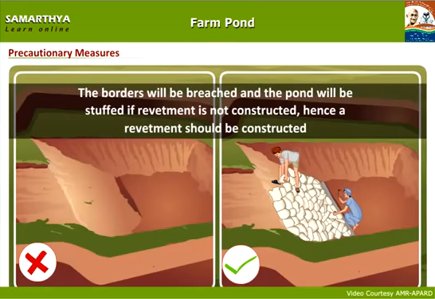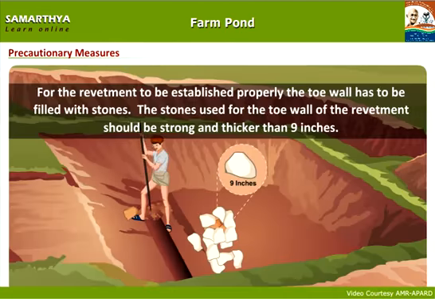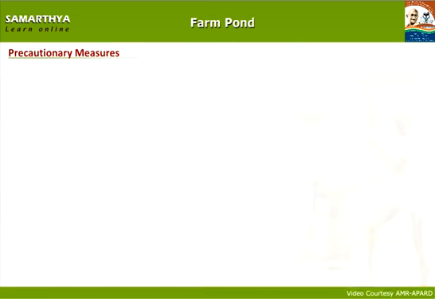The borders will be breached and the pound will be stuffed if revetment is not constructed. Hence, a revetment should be constructed. For the revetment to be established properly, the toe wall has to be filled with stones. The stones used for the toe wall of the revetment should be strong and thicker than 9 inches.